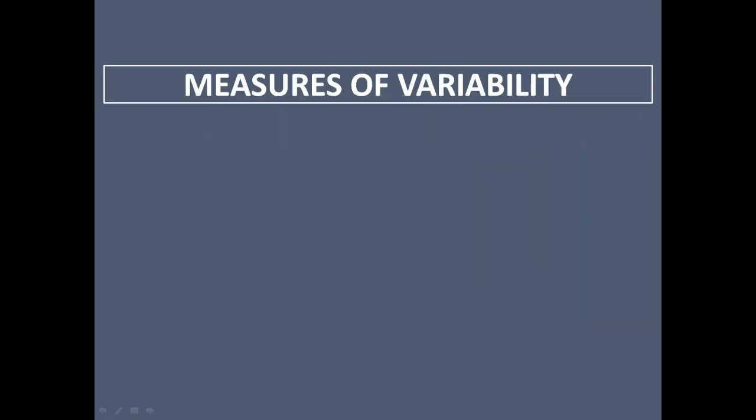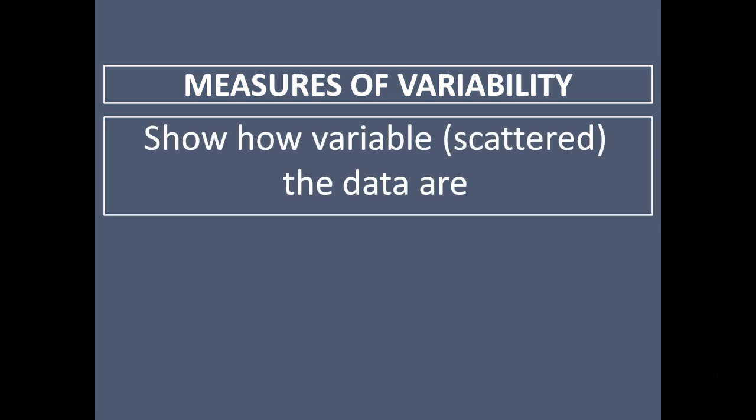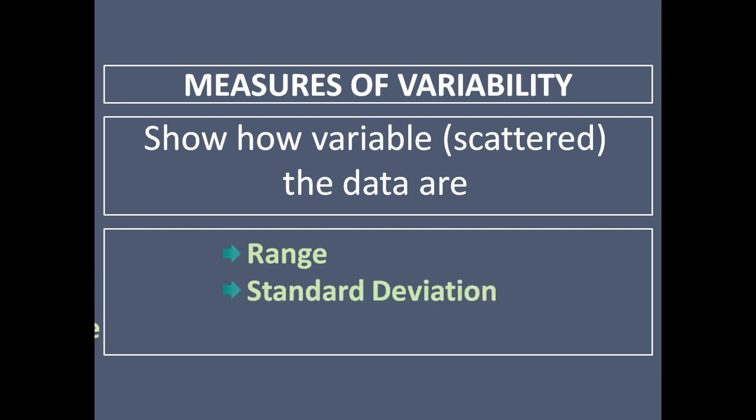And as we said, what we're talking about with measuring variability is really just how spread out or how scattered the data actually is. The three measures of variability that we will study here are the range, the standard deviation, and the interquartile range.